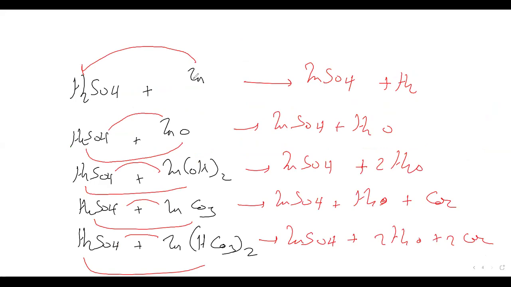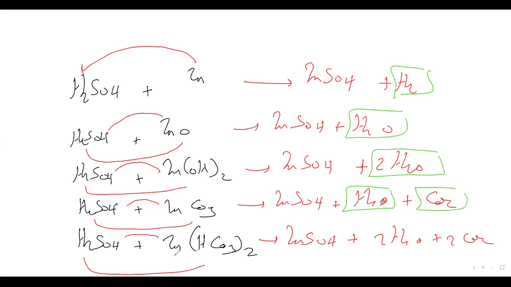Like the reaction between Zn and H2SO4: single displacement, it will be ZnSO4 plus H2. ZnO with H2SO4 is double displacement, ZnSO4 plus H2O. Salt and hydrogen, salt with water. ZnSO4 plus 2H2O, the difference is in the balance. ZnSO4 plus H2O plus CO2.